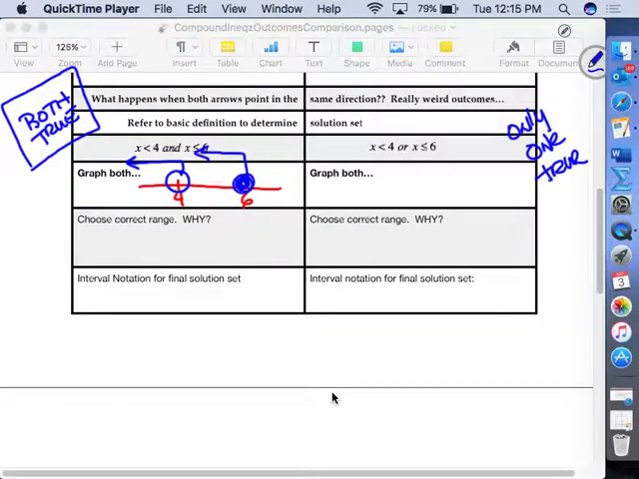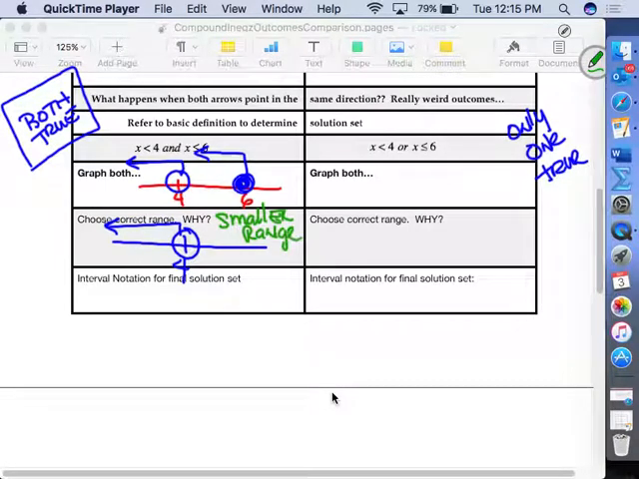Notice that in this example, the arrows are facing in the same direction. In all of the examples above, the arrows were facing in opposite directions. They were either traveling away from each other or toward each other. Here, they're both traveling in the same direction. Since both must be true, I have to go with the smaller range. So for this particular problem, my solution set is going to be all of the numbers less than 4, but not including 4. Here I choose the smaller range because the smaller range would contain all of the numbers that would make both inequalities true at the same time.